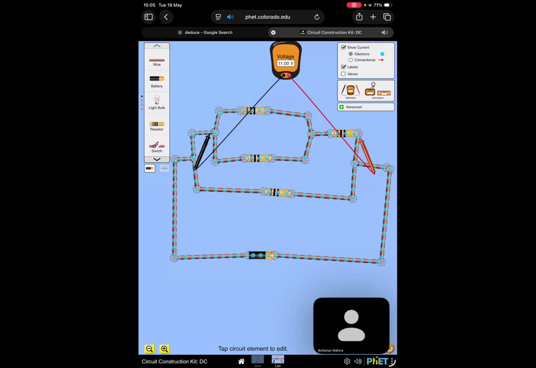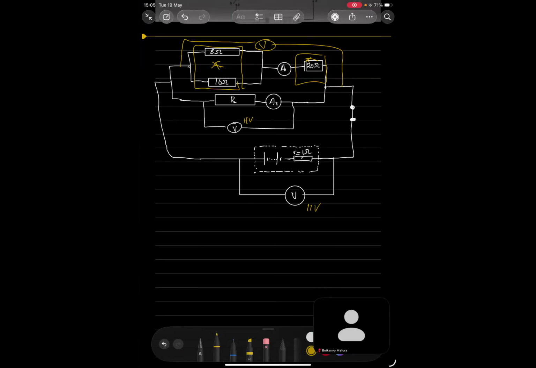This resistor here, let me go back. This resistor here and this parallel resistance, they are sharing this 11 volts that is across them, since they are in series with each other. And on the simulation, we got this to be 3.67.